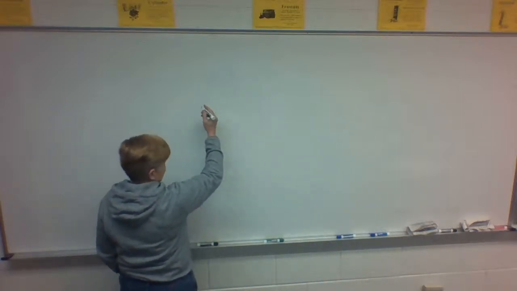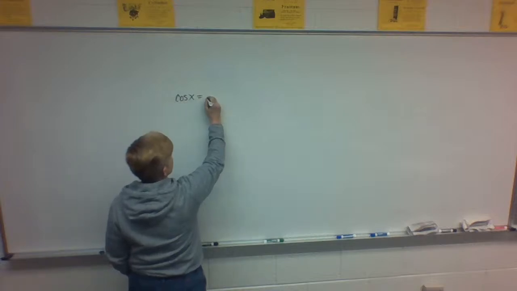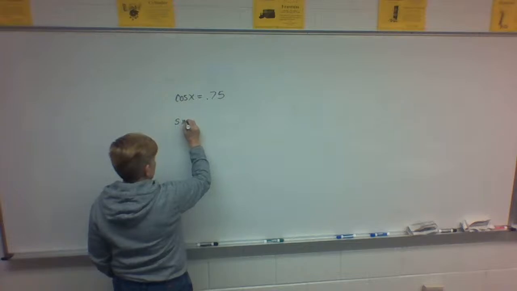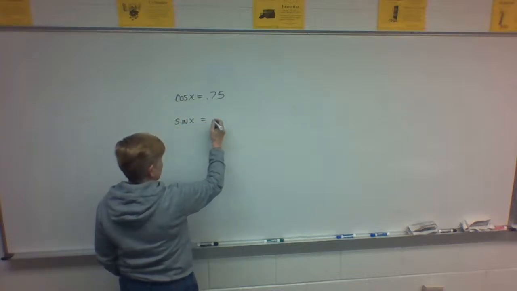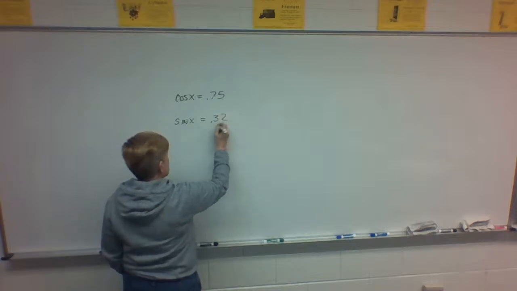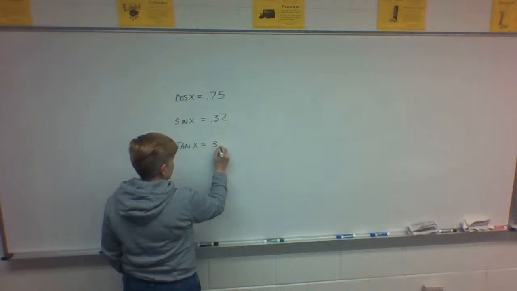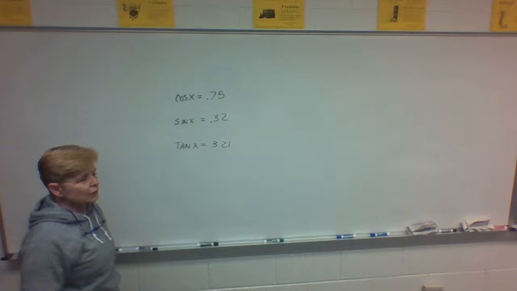What we're going to do in a second or two is stuff like this. Find angle x so that the cosine of it is, let's say, 0.75. Let's find the sine of x. That's equal to finding the angle whose sine is 0.32. And maybe the tangent of an angle that is 3.21. But I don't expect you to know how to do that yet right now.